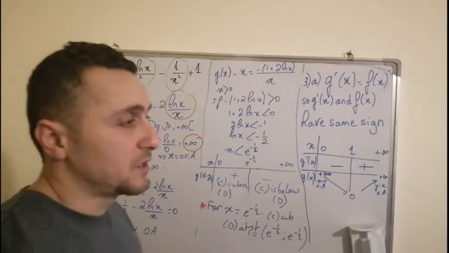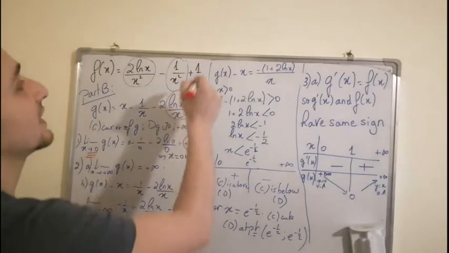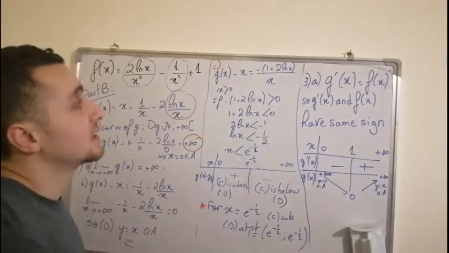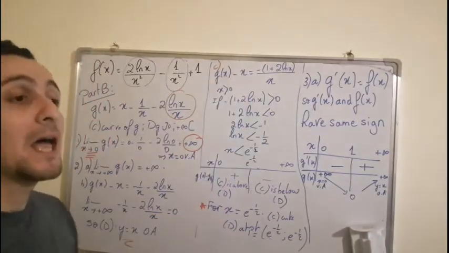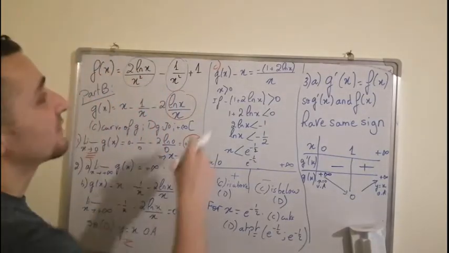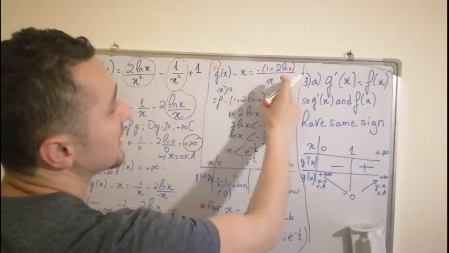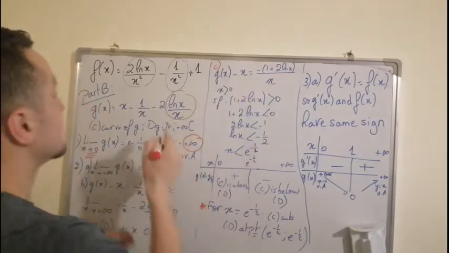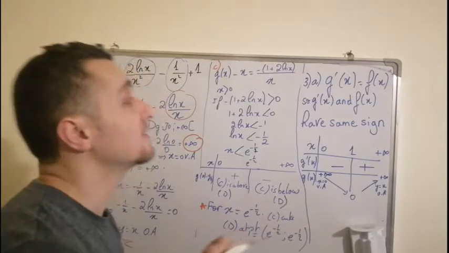Study the relative position of C and D in part c. Study the relative position between the curve C and the straight line D. Also calculate g of x minus x, and we study the sign of this quantity. g of x minus x is equal to this fraction, minus in common, 1 plus 2 ln x divided by x. The sign of x is positive since the domain of definition of the function g is 0 to plus infinity. Okay?